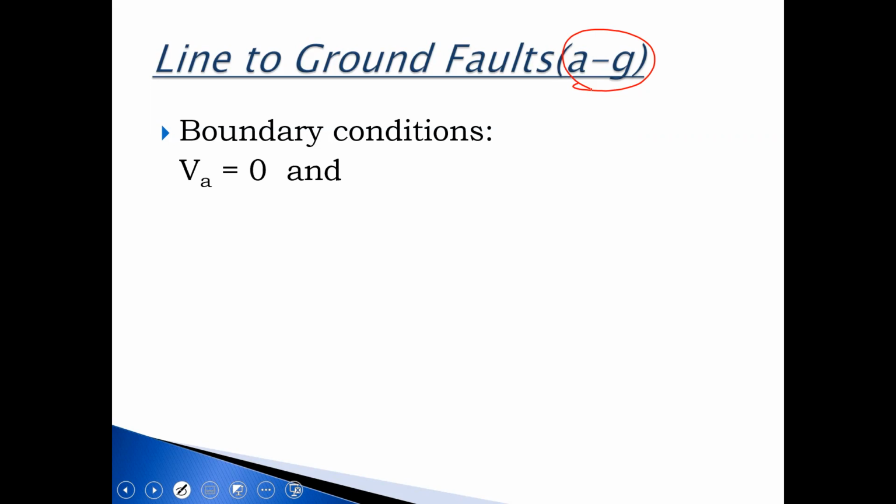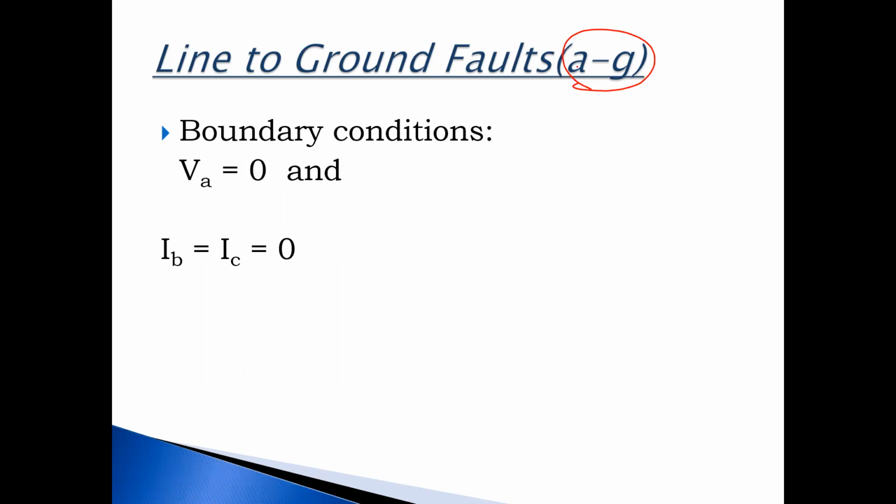In other words, because it is in contact with Earth, then it must assume the potential of Earth. And of course, we know that the potential at Earth is 0. So we know that VA must be equal to 0. The other thing we can say for a fact is that IB and IC relative to IA is equal to 0.